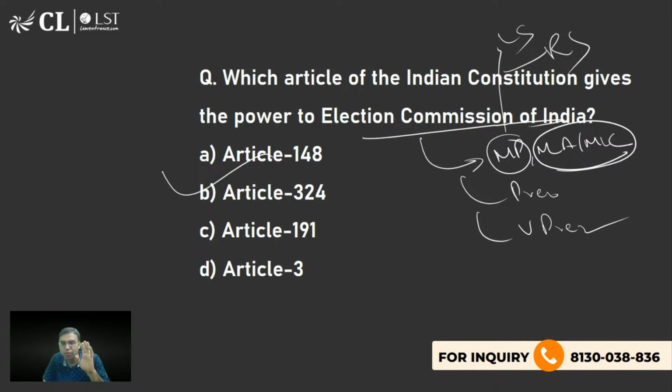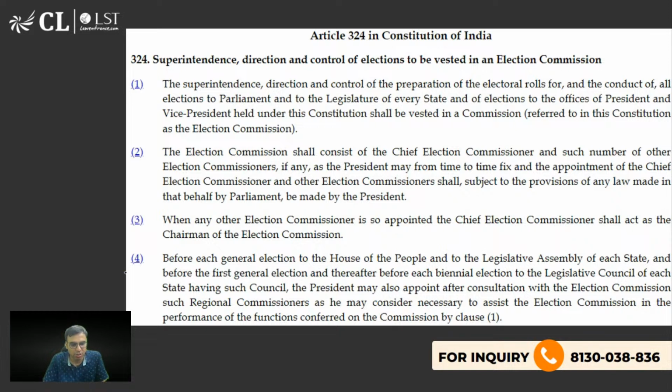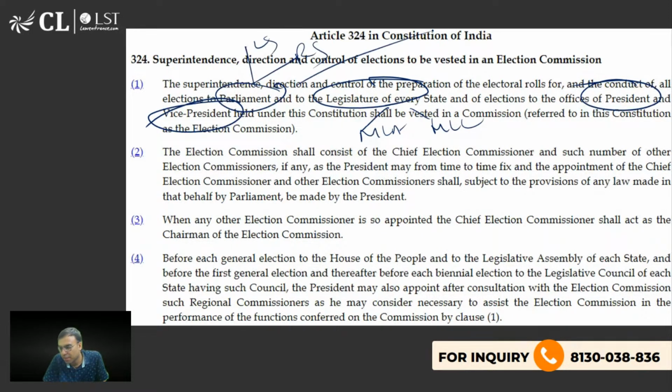That's it. So you have to be very careful because a small thing can change the concept. So that is what you should know. Here it is written: Parliament, state legislatures, president and vice president. State legislature includes both MLA and MLC, and Parliament includes both Lok Sabha and Rajya Sabha. I hope it is clear.